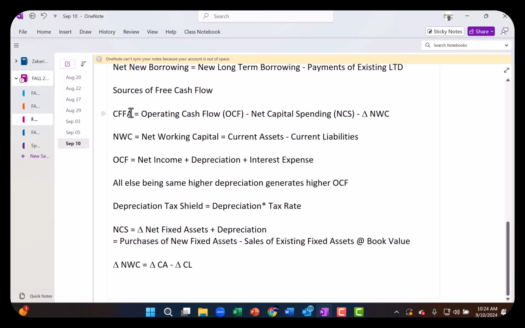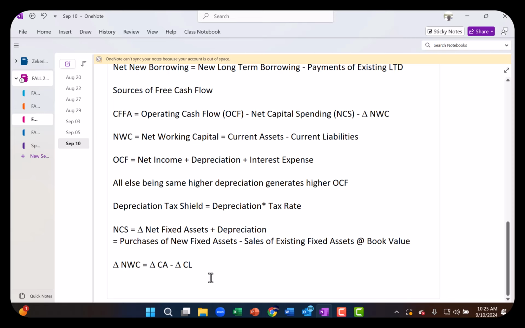So whatever you get from your operations as cash flow, you deduct how much cash you spent on fixed assets and how much cash you spent on net working capital. Whatever there is left, you're able to distribute to your shareholders and creditors. That's why we call it free cash flow.